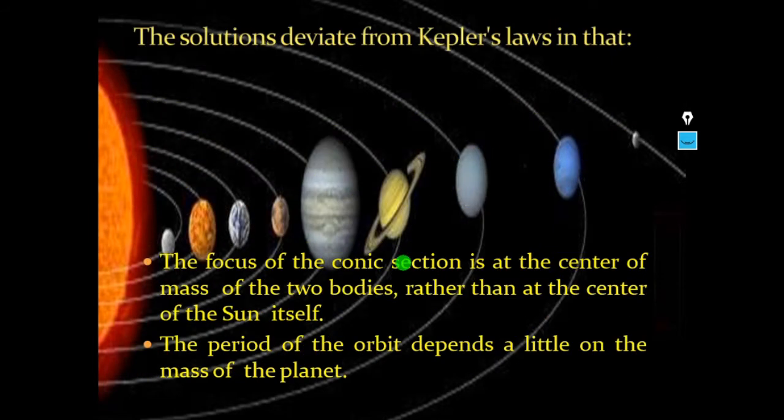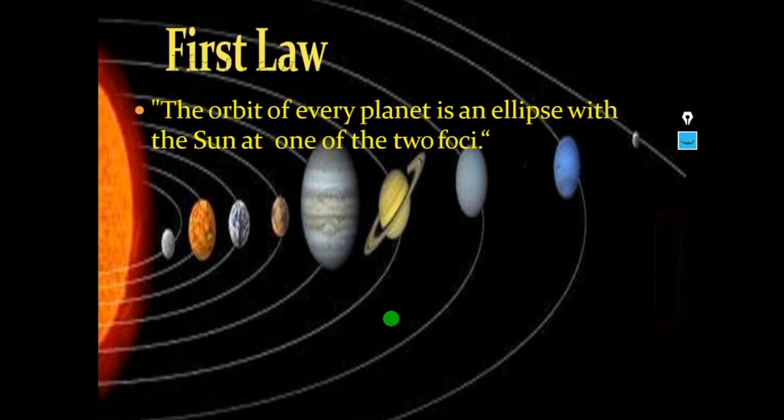Next, the solutions deviate from Kepler's laws in that the focus of the conic section is at the center of mass of the two bodies rather than at the center of the sun itself. The period of the orbit depends a little on the mass of the planet. So firstly, the orbit of every planet is an ellipse with the sun at one of the two foci.